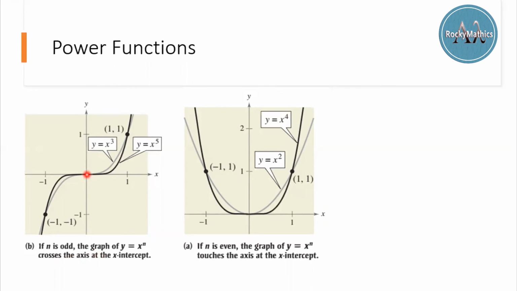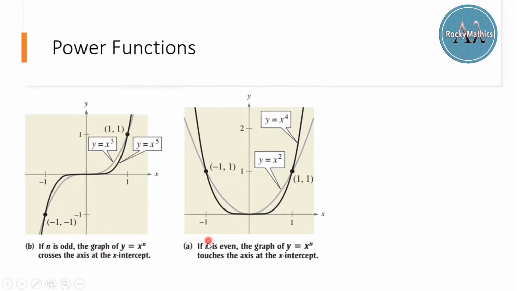It is the x-intercept. Now, you notice also that this is the graph of x cubed and the graph of x raised to 5. Notice that as n increases, because 3 is less than 5, the graph of x raised to n, or the graph of the power functions, becomes flatter. Okay, x raised to 5 becomes flatter in this part here compared to x raised to 3. Okay, so this is a family of power functions where n is odd.